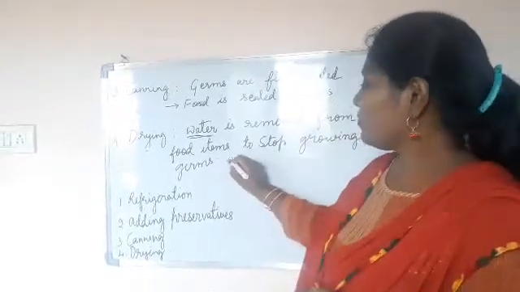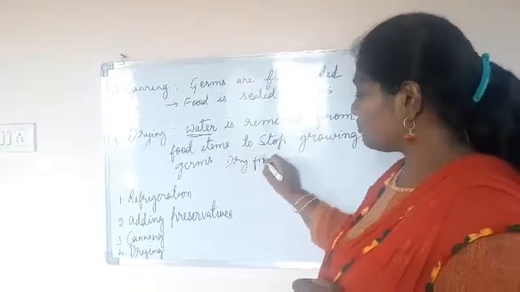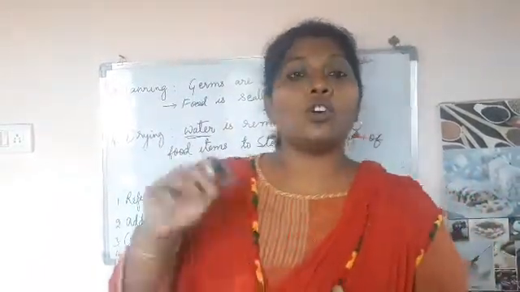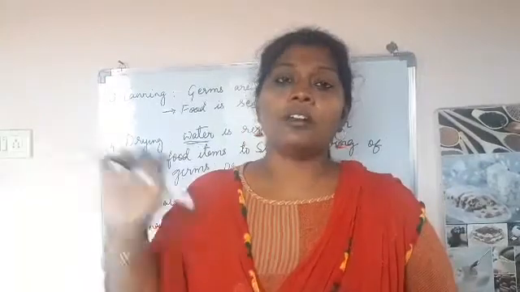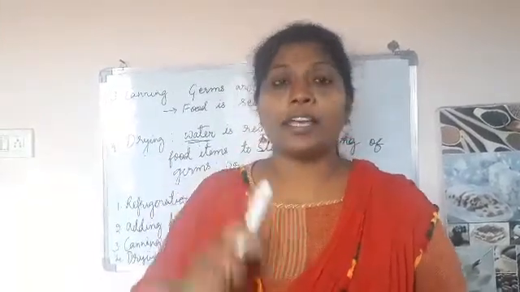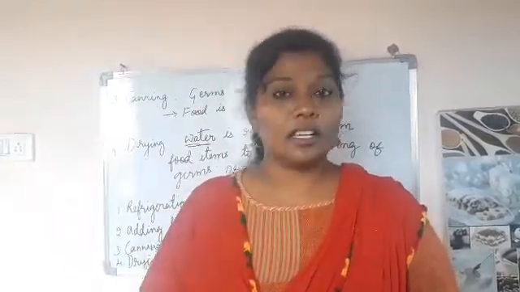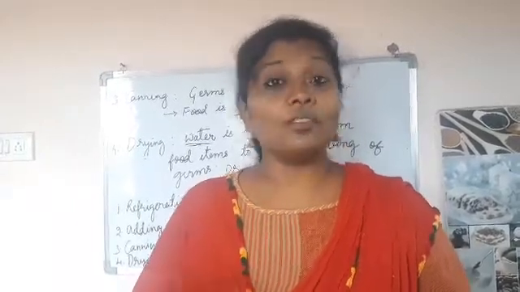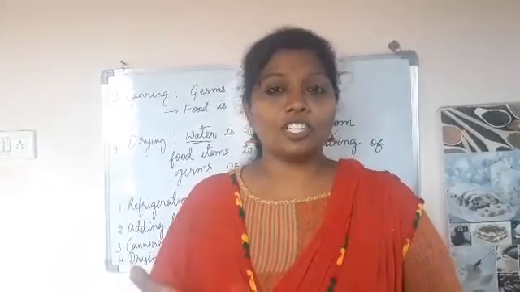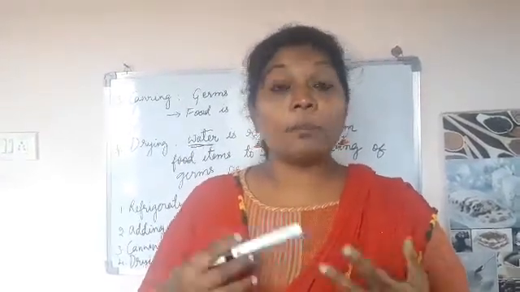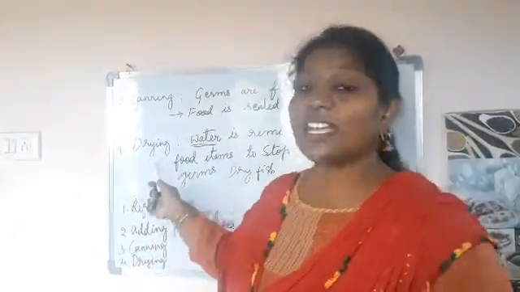Example is dry fish. The fish is wet. So they will put the fish on the seashore for drying in the hot sun. The hot sun will remove the water present in the fish by evaporation. So now the fish will become dry fish. Now this dry fish can be stored for a longer period. Any food item can be preserved by using this drying method.